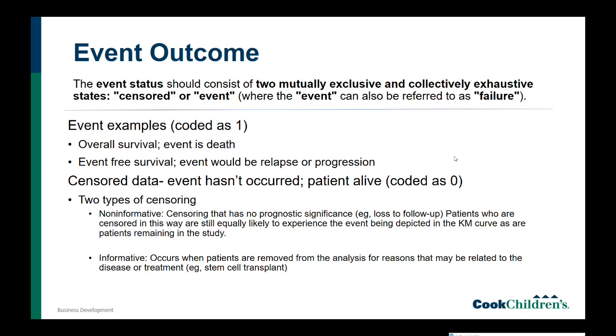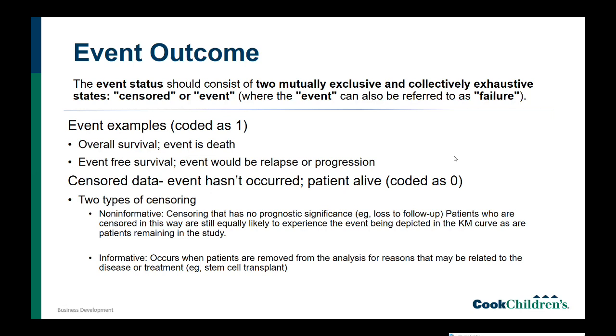So there's 2 types of censoring. You have non-informative censoring, which has no prognostic significance. For example, loss to follow-up. So if we have a patient who we know they're alive 5 years after diagnosis, but they're lost to follow-up, and we're looking, 10 years later, I don't know if they've passed away. I don't know if they've relapsed or anything. We don't include that. So they would be considered censored at that last date of contact.